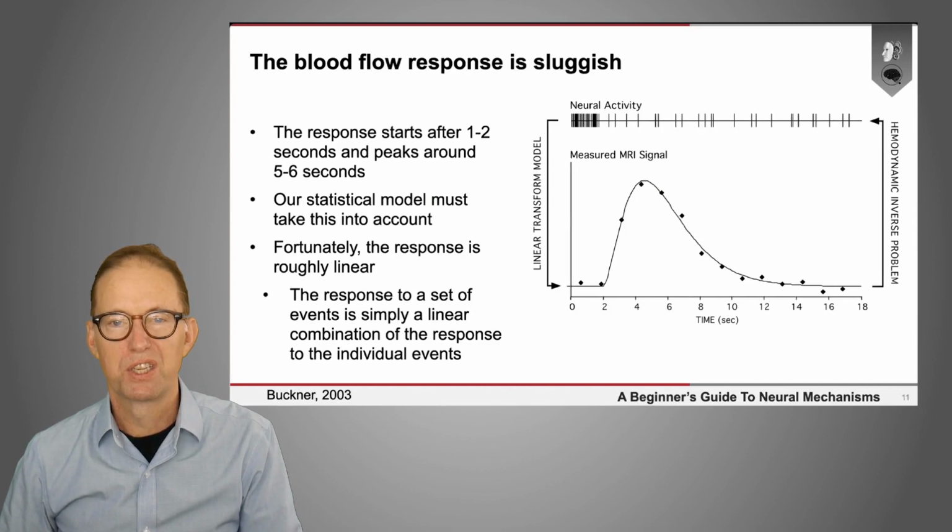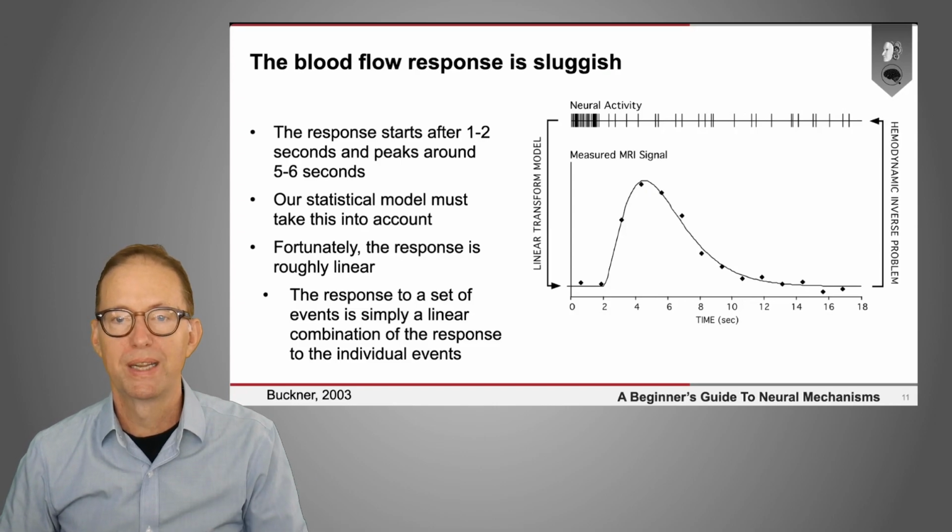Now, one really fortunate thing that was established in the 1990s is that this response is at least roughly linear. That is, the response to any particular set of events is basically just a linear combination of the response to the individual events. And that makes building our statistical models much easier.